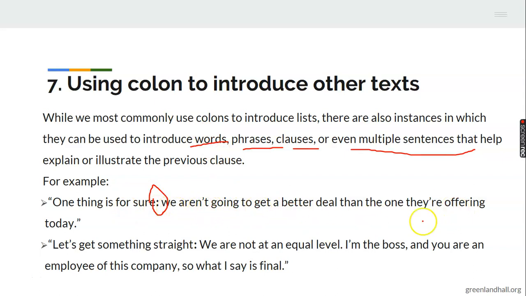One thing is for sure: we aren't going to get a better deal than the one they are offering today. This is our colon right here, introducing other words. You can see them here. One thing is for sure. So this one here is introducing these phrases here. Okay? Look at another one. Let's get something straight: we are not at an equal level. I'm the boss. You are an employee of this company. So what I say is final. So you can see the essence of the colon.